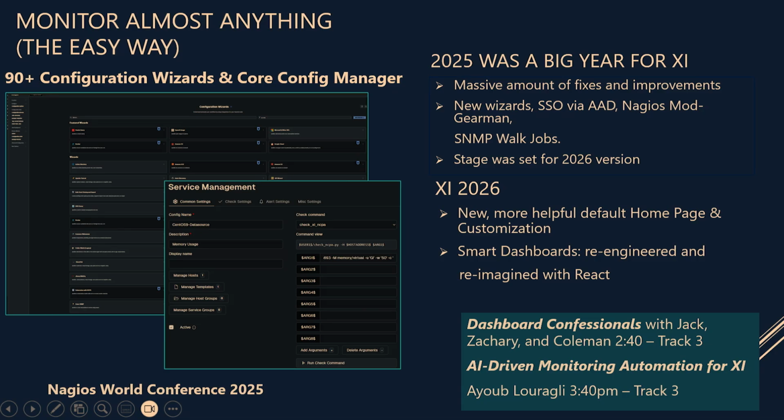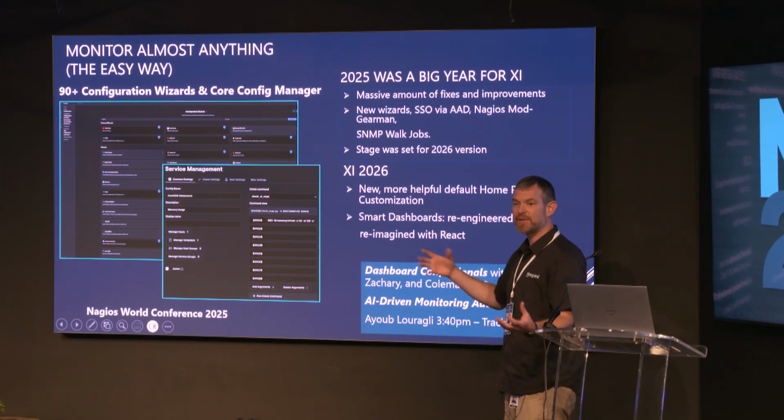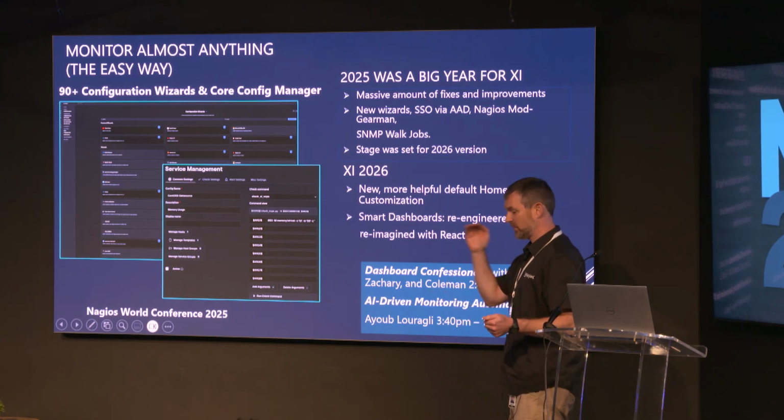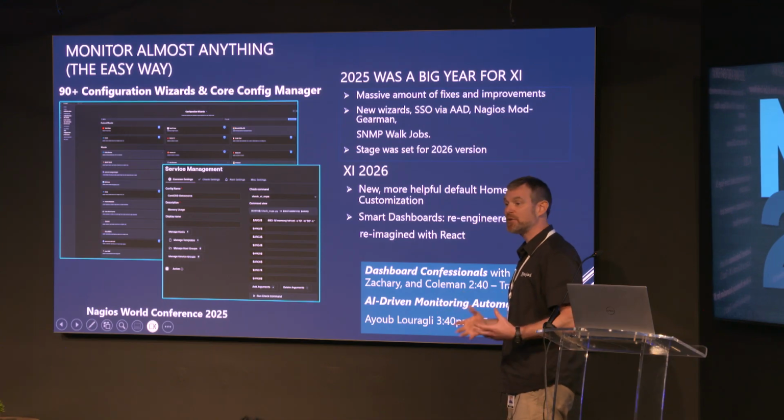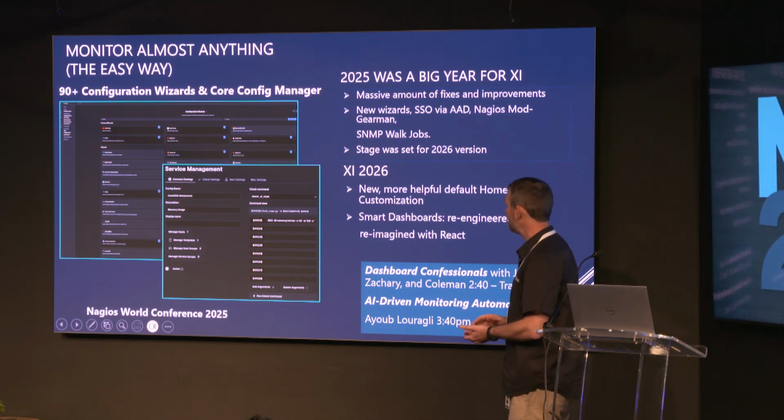The Core Config Manager also has some really cool bulk management tools, like bulk modifications, where say you want to change one of the ARGs, or you want to change the check interval from 5 minutes to 4 minutes on 1,000 hosts or services. You can just select what you want to modify, hit a button, and boom, you've just in bulk changed all of that. So the CCM is where you can really dig into the core engine.